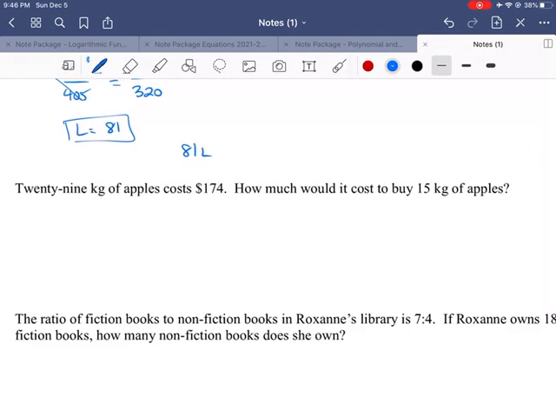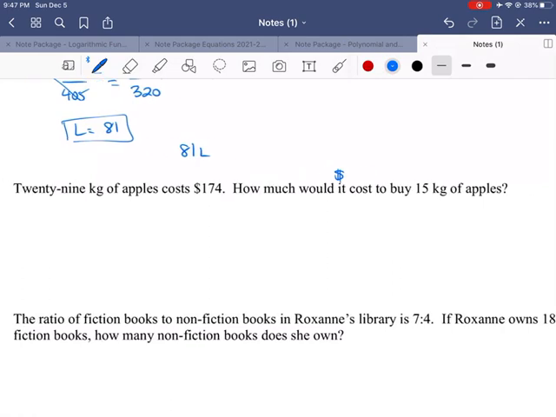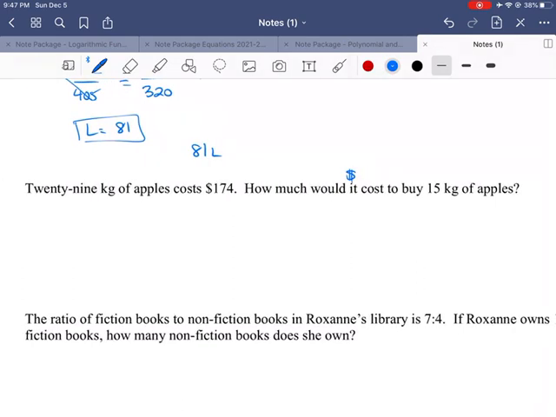29 kilograms of apples cost $174. How much would it cost to buy 15 kilograms of apples? So we're looking for the dollars, the amount of money. And we know the kilograms of apples. So let's put X dollars over 15 kilograms is equal to $174 over 29 kilograms.